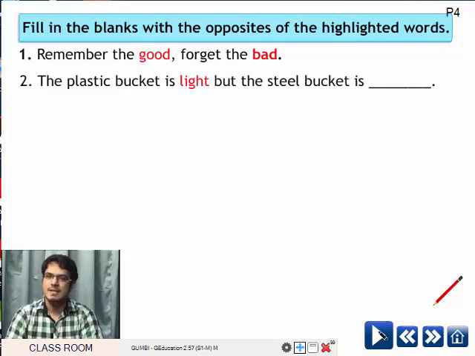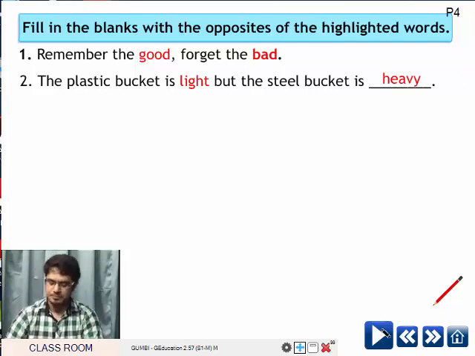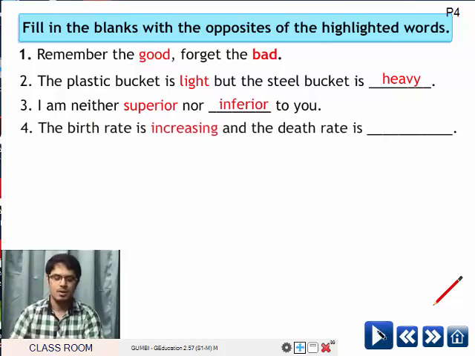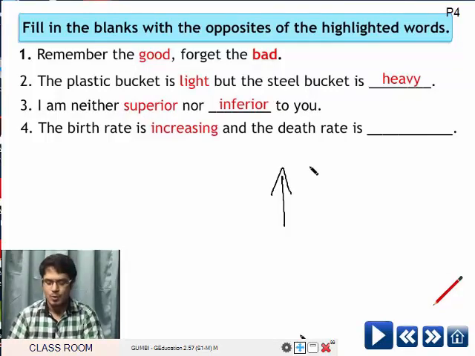Next you have to answer. The plastic bucket is light, but the steel bucket is heavy. Next question. I am neither superior nor dash to you. Opposite of superior is? Inferior. Next question. The birth rate is increasing and the death rate is dash. Opposite of increasing is?